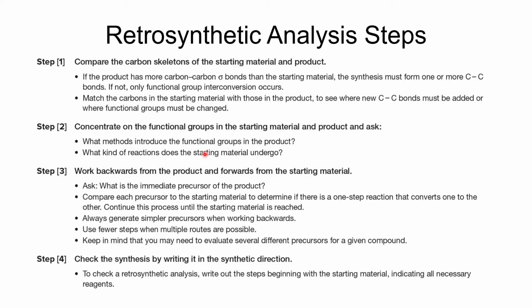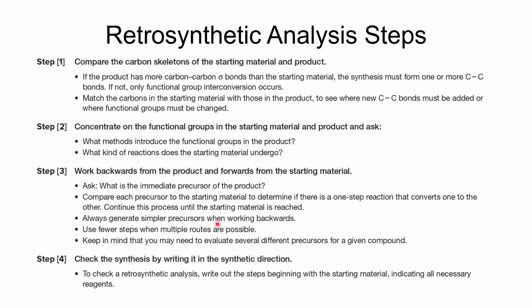So work backwards from the product, work forwards from the starting material, and hopefully you can come to a common intermediate. So what intermediate precursor of the product, or what's the immediate precursor of the product? We saw this in the last chapter, and we're going to see another one here, and we'll do an example in just a few minutes. Compare the precursors to the starting material and determine, is there 1 step, 2 steps, 3 steps I can use to get to that intermediate?